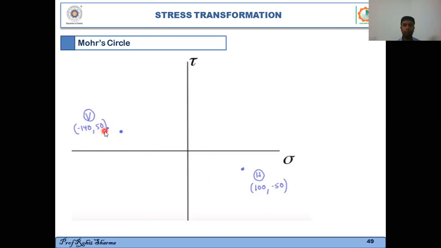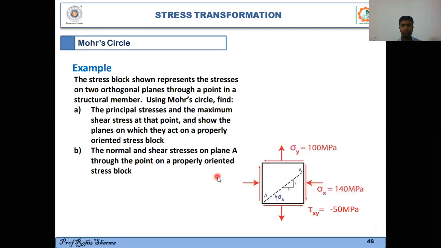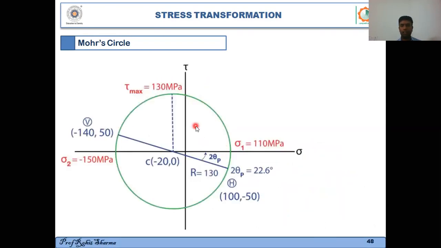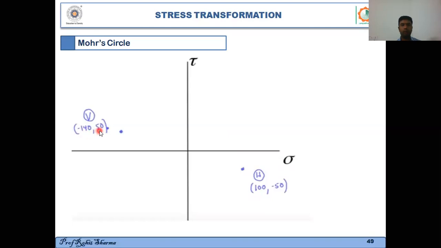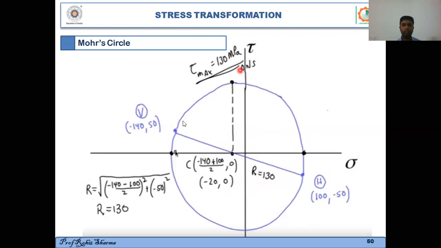Again, I want you to consider this. For the vertical face, the normal stress is negative, right? For the vertical face, your normal stress is minus 140, and though the shear stress is given as negative over here, we will consider the shear stress as positive. So minus 140 comma 50 positive, and similarly for the horizontal case it is 100 comma minus 50, right? So we'll join these two points, and we'll consider that line as a diameter, and we'll draw a circle. So we have drawn a circle over here.